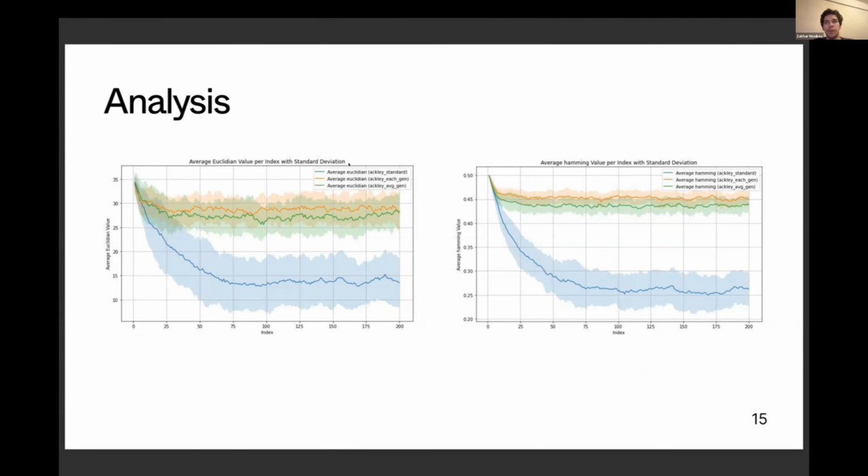In these graphs, we show the average pairwise Euclidean distance and average pairwise Hamming distance across 200 populations on the Ackley task with 2 dimensions. As can be seen, our modifications preserve higher diversity than the standard one across the whole run of the algorithm.